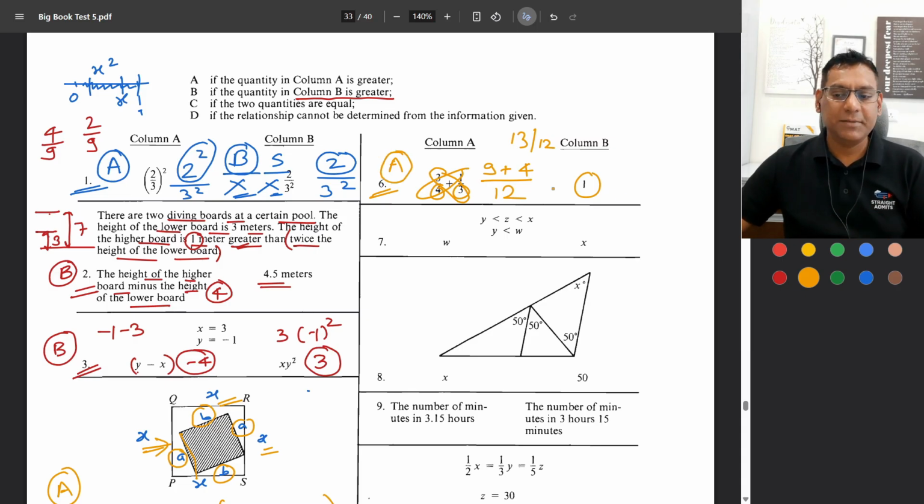You could also do it decimal-wise. 3 by 4 is 0.75. 1 by 3 is 0.33.